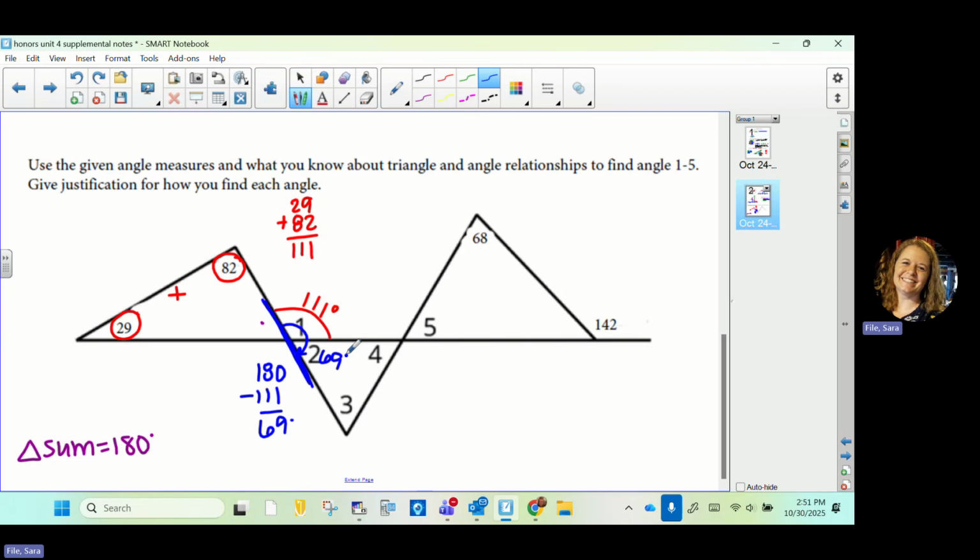So now I have to go over to the far right and work my way back toward the middle. So over here, and I'm going to put the reason, my justification. So what I did in red was the exterior angle theorem. The exterior angle is equal to the sum of the opposite two interior. And then what I did in blue was because they are a linear pair, which means they are supplementary. They add to 180.